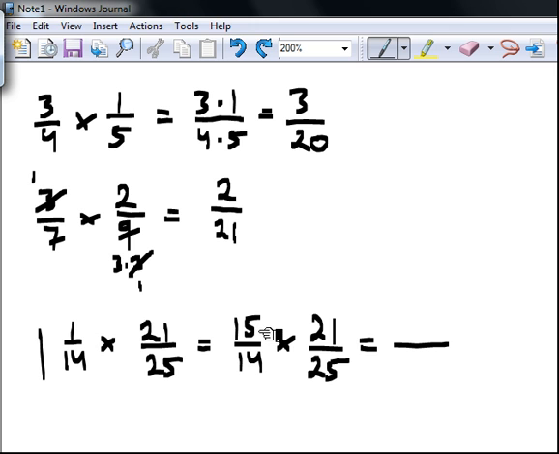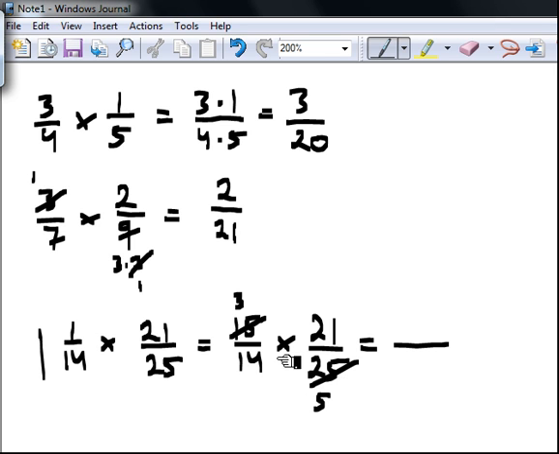Okay, so we see that 15 and 25 have some common factors. 15 is the same thing as 3 times 5, and 25 is 5 times 5. So we can cross out a 5, and if we cross out the 5 we have 3 left here, and 25 we had 5 times 5. We cross out one 5, then we have one 5 left.